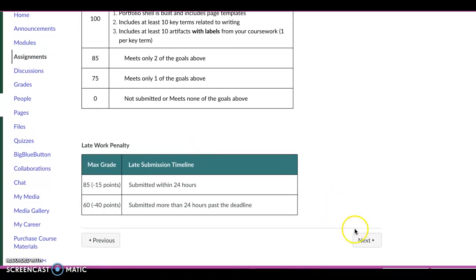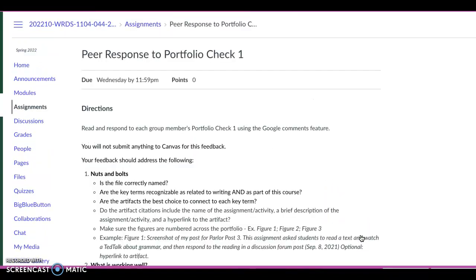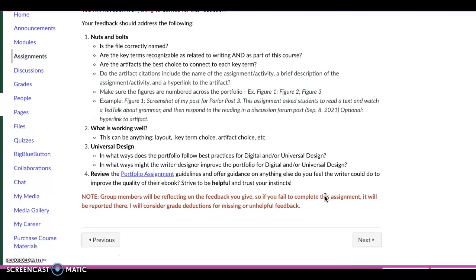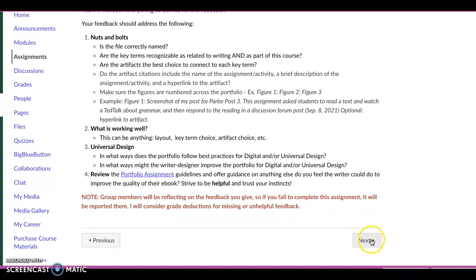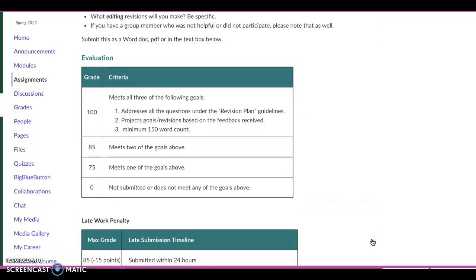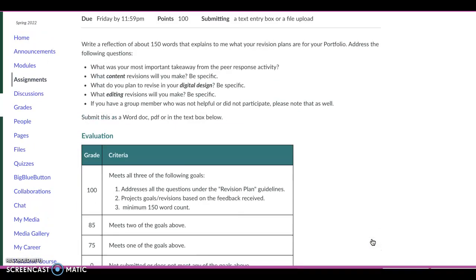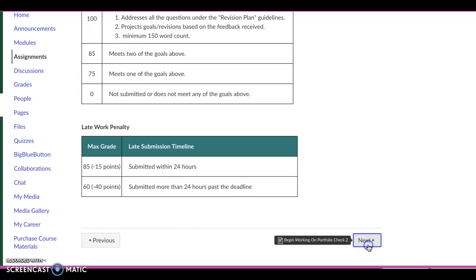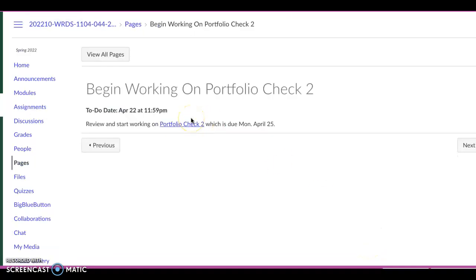Okay, and then for Wednesday, you're going to do a peer review using the Google Comments feature for all of the group members, keeping in mind you may have some new group members. Okay, and then your revision plan is due Friday. And so you're going to discuss these elements of what you plan to revise. And then you'll start working on portfolio check 2, which is due next Monday. Okay, we are done with studios now, so we are only working on the portfolio.